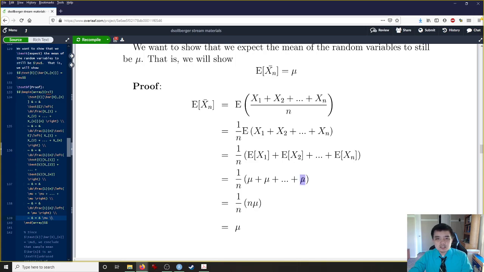Because of the assumption that the xi's are iid with the same population mean mu, each one of these terms becomes mu. And because there are n terms, this is n mu. And finally, we're left with just plain mu at the end, which is what we wanted to show in the first place.